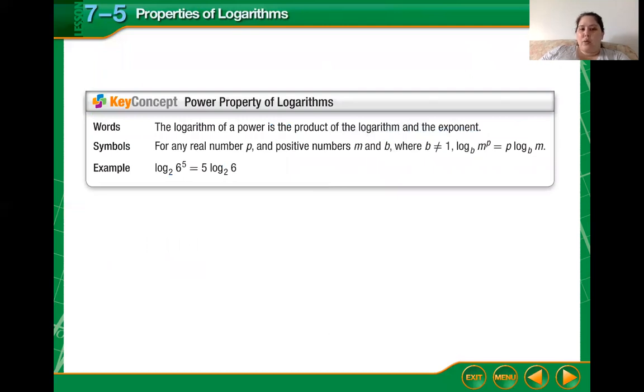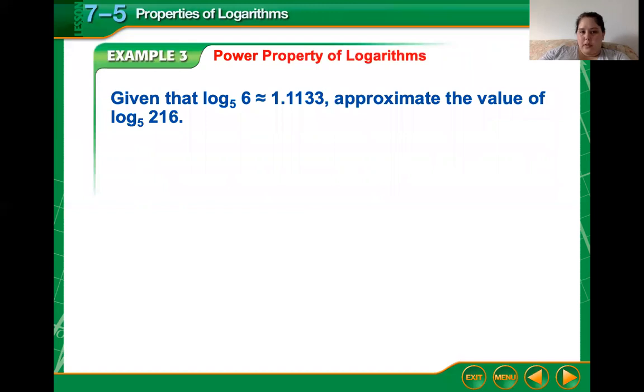We also have the power property, which states that the logarithm of a power is the product of the logarithm and the exponent. So log base b of m to the p is the same thing as p times log base b of m. They did use this in the product property example. That's how they got log base 5 of 5 to the third: log base 5 of 5 is just 1, so 1 times 3. They're going to use approximation values. One reason they give us these values is so that you could still calculate this information if you didn't have a calculator.